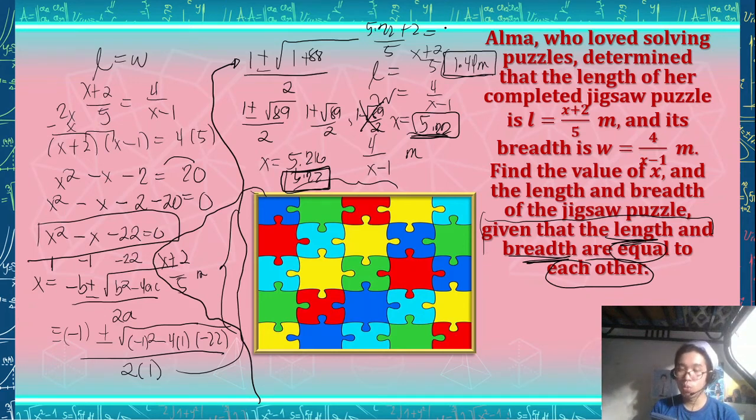1.24 meters, and the width is going to be 4 divided by 4.22 minus 1. So that should essentially give us 1.24 meters. Okay, so the value of the width is equal to 1.24 meters. And that's how we solve for the length, the width, and the value of x for this problem. Okay?